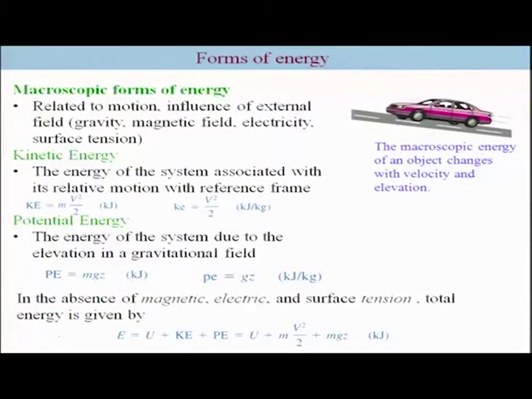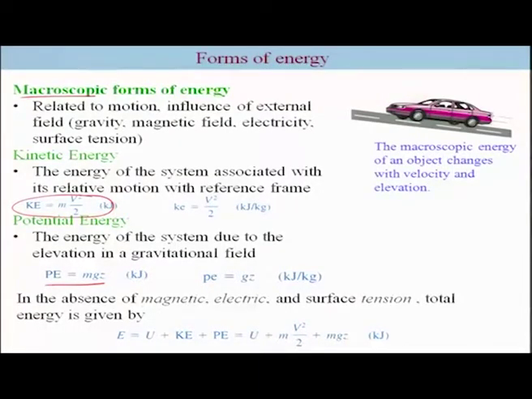Let me quickly describe what a macroscopic form of energy is. These are related to motion and the influence of external fields such as gravity, magnetic field, electricity and surface tension. Kinetic energy is part of the macroscopic form of energy, along with potential energy. Kinetic energy, as we know, is simply the energy of a system associated with its relative motion with respect to a reference frame. Potential energy is due to elevation in a gravitational field, given usually by mgh.